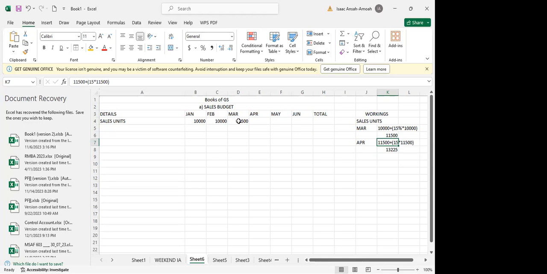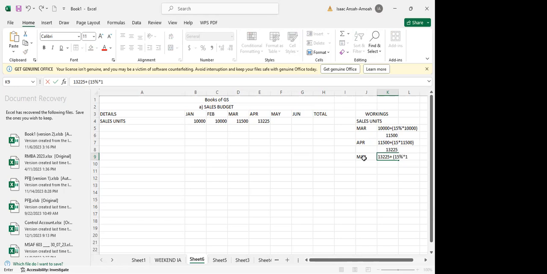I'm going to still use 1.15 times 11,500. Sorry. So if you come to May, we're going to continue the same process, right? May will be 13,225 plus 15% times 13,225. So I'm going to continue. Tell me what you are going to get, and then I will put it down for you. 15,208.75.